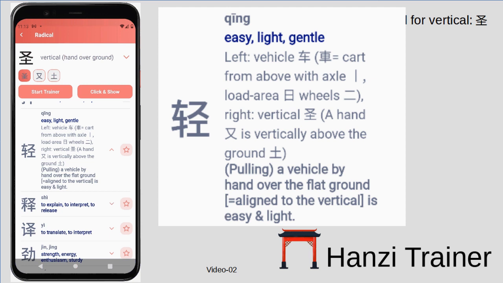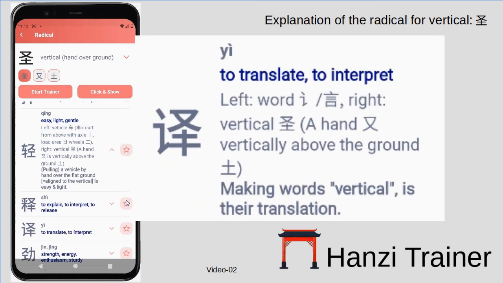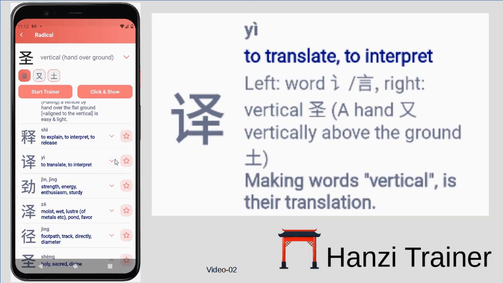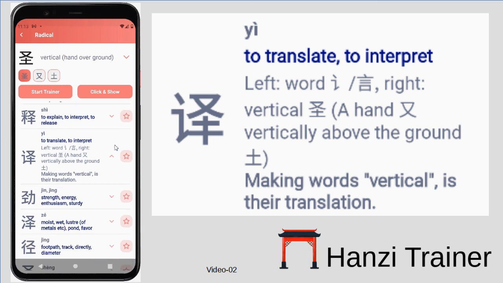The memory phrase for this character with the meaning easy or light is pulling a vehicle by hand over the flat ground, so which is aligned to the vertical, is easy and light. In the introduction of this video we had the message fun with Hanzi, and indeed it's fun to analyze the characters in this way. The next character has the pronunciation 意 and the meaning to translate or interpret.